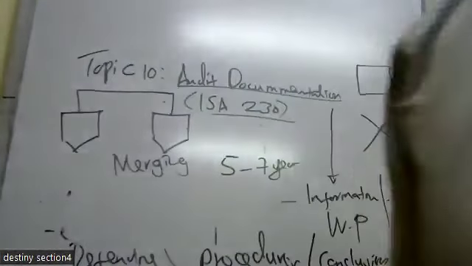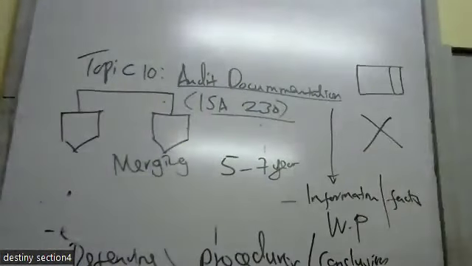So weakness in the client system, such as lack of supporting documents. That's what is missing there, lack of supporting documents. So, reasons why the auditor may refer to the previous year's audit working papers.